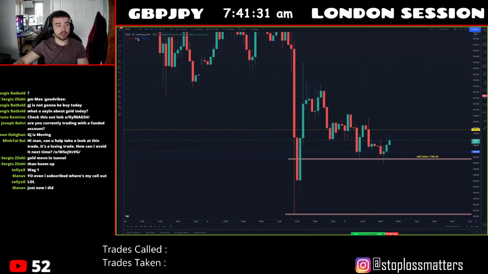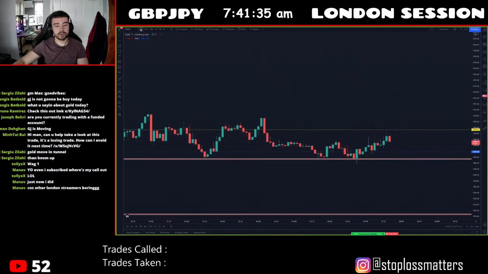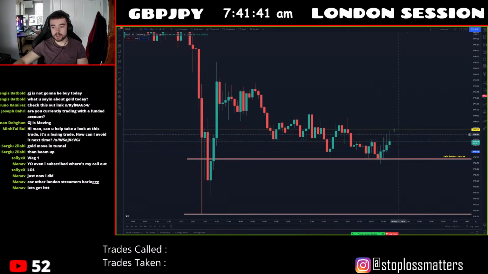Get some GJ trades. Oh, so look at this, we are rejecting the highs over here. Look at the 5 minute. So yeah, preferably for me, I'm gonna have some closes 1786.